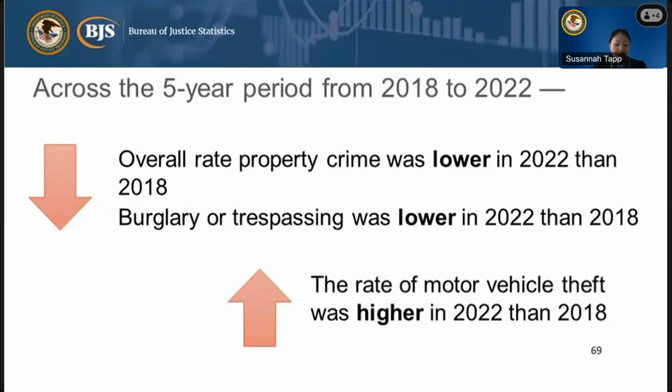Looking at property crime over the same 5-year period, property crime was lower in 2022 than it had been 5 years earlier in 2018. The rate of burglary and trespassing was also lower in 2022 than in 2018, but the rate of motor vehicle theft was higher.